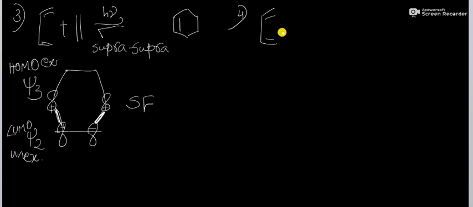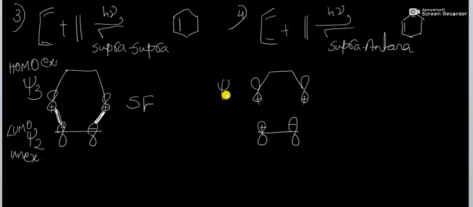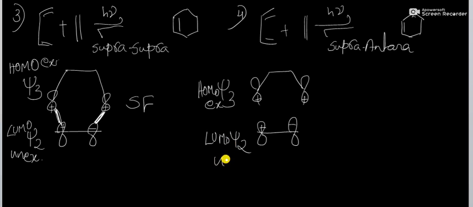Then last condition, 4 plus 2 cycloaddition reaction in the presence of light undergoing supra-antara addition for the formation of cyclohexene. Same orbitals, Psi3 and Psi2. Psi2 of C2 system and Psi3 of C4 system. Psi3, this is Psi2. This is HOMO and this is LUMO. This is for excited, this is for unexcited.